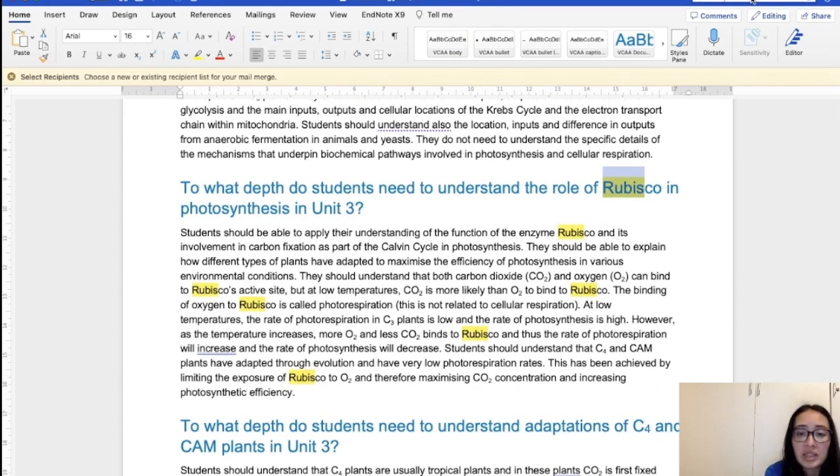So this kind of summarizes what we need to do about Rubisco. So we need to know that it's got a key role in the carbon cycle in photosynthesis, and we need to be able to explain how plants have adapted to maximize this efficiency of photosynthesis. So both carbon dioxide and oxygen can bind to Rubisco's active site, but at low temperatures, oxygen is more likely to bind to Rubisco than carbon dioxide. So really understanding that Rubisco is kind of a temperamental enzyme.